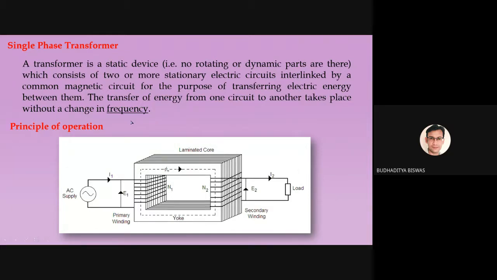So the transformer consists of two windings, which are called the primary winding and the secondary winding, and they are completely electrically isolated. Here you see, this is the primary winding and this is the secondary winding, but there is no direct electrical connection between the two windings. They are completely electrically isolated, but they are linked with a magnetic circuit. This is the magnetic circuit which is from the core. So this is the definition of the single phase transformer: two electrical windings completely isolated from each other, but linked with a magnetic circuit.